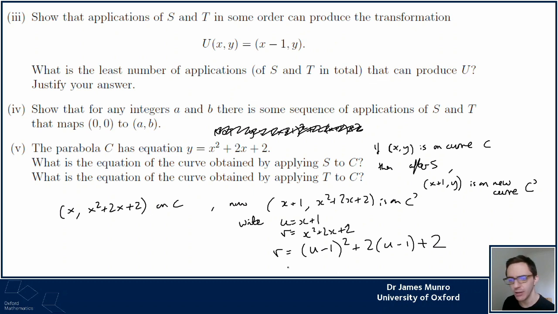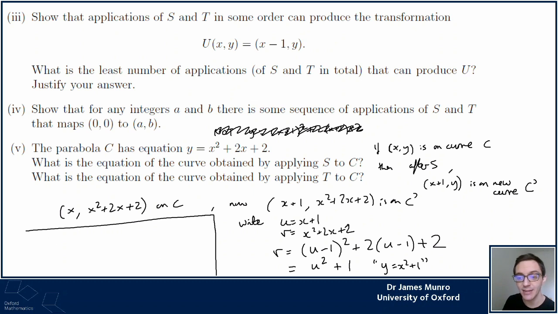I'm going to multiply out some brackets, I think, to get u squared. The two u's cancel, I get a 1. I take off 2, so I'm going to get u squared plus 1. Minus 2 plus 2, yes. U squared plus 1. So u and v are sort of my new x and y coordinates. I could write that as y equals x squared plus 1 in this new world for these new x and y coordinates. Okay, similar idea for applying T to C.